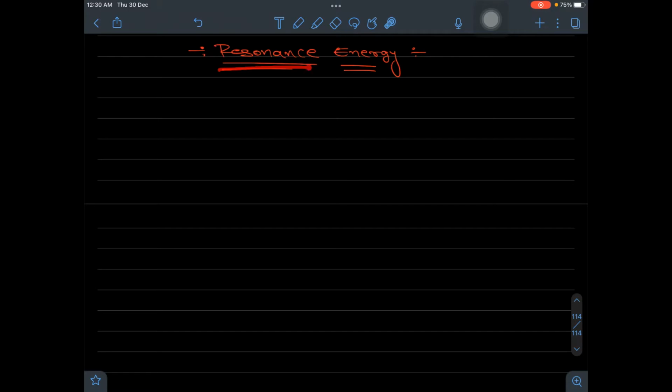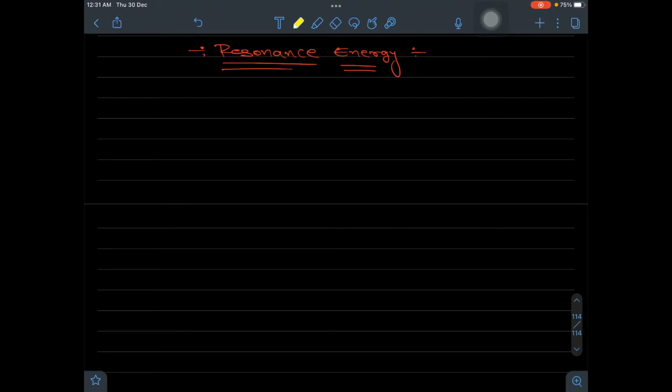Next, resonance energy calculation. This resonance energy will be calculated by the difference between calculated and experimental values of heat of hydrogenation. If the difference between calculated and experimental heat of hydrogenation is much higher, then the resonance energy will be much higher.